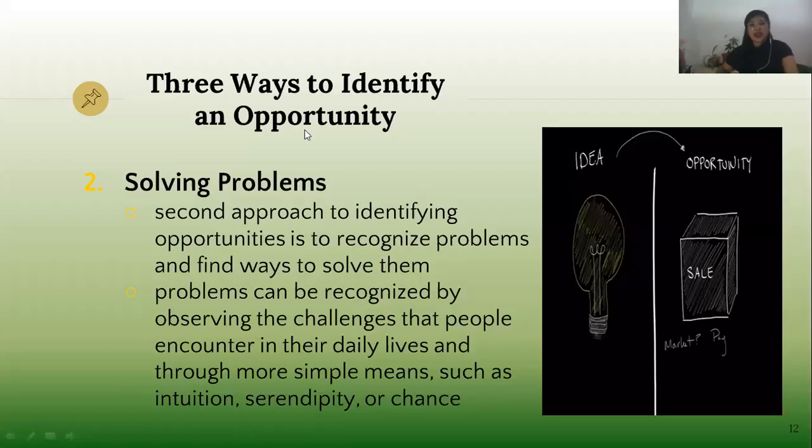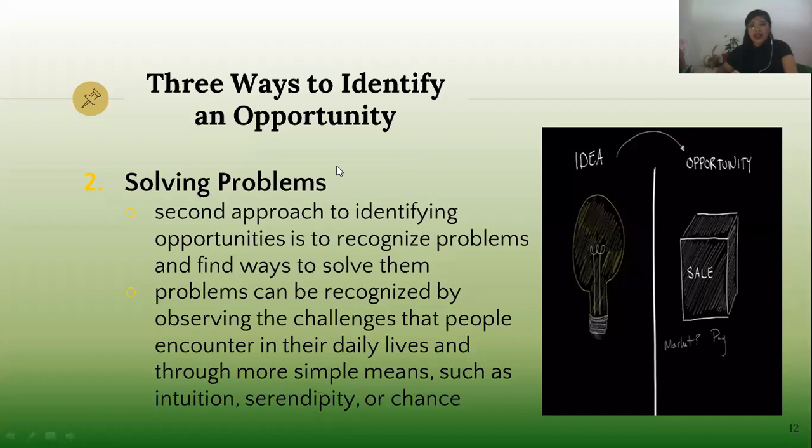There are three ways to identify an opportunity. First is solving problems. This approach is identifying opportunities by means of recognizing problems and finding ways to solve them. Problems can be recognized by observing the challenges that people encounter in their daily lives and through simpler means such as intuition, serendipity, or chance.